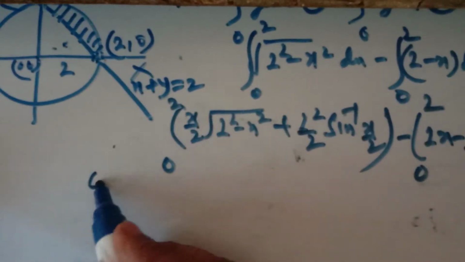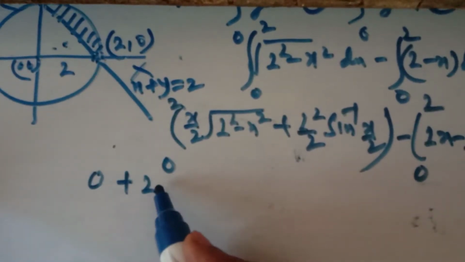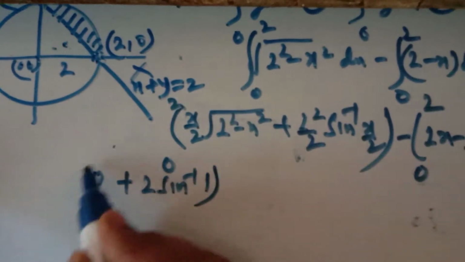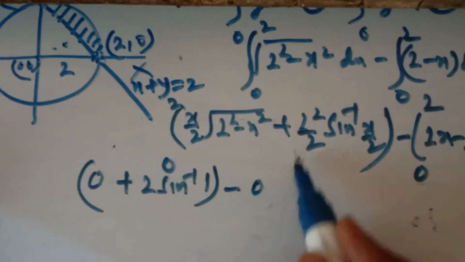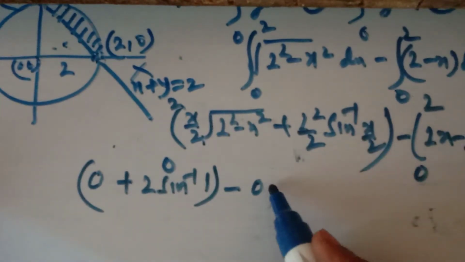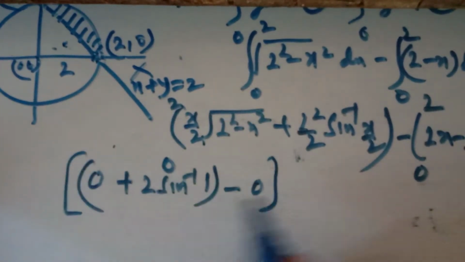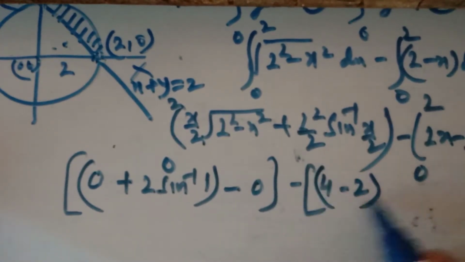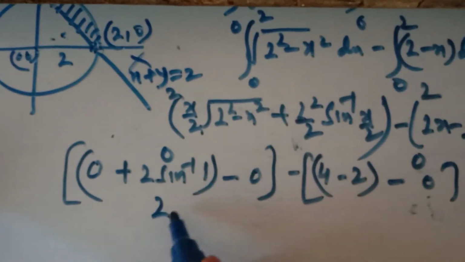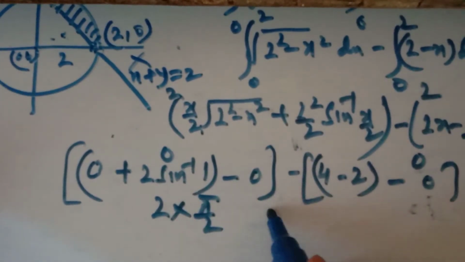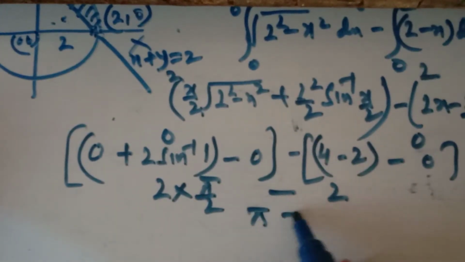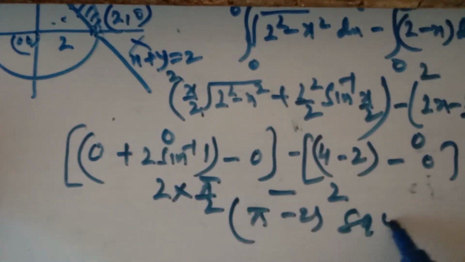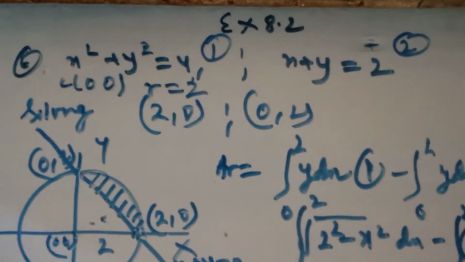Upper limit will be 0 plus 2 sine inverse 1, minus lower limit, put x equal to 0, it will be 0 as it is. And here that is 4 minus 4 upon 2, that is 2, minus lower limit 0. So you are getting 2 into sine inverse 1 is pi by 2, minus 2, that is pi minus 2 square units is the area bounded by these two curves. So this is question number 6 of exercise 8.2.